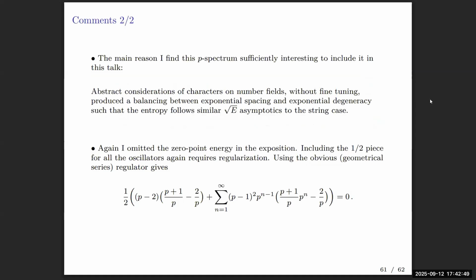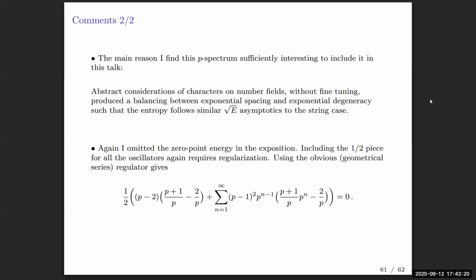And now, I'm just clarifying, the main reason why I felt this ongoing work interesting enough to subject you to this, at the very end of a Friday, is the fact that this spectrum came about from some abstract number theoretic considerations, right? The spectrum wasn't engineered by hand or tuned in with factors and degeneracies to work it out. This is directly what you get from looking at these characters on this hierarchical circle. And they do have this balancing that gives you the right square root E behavior.